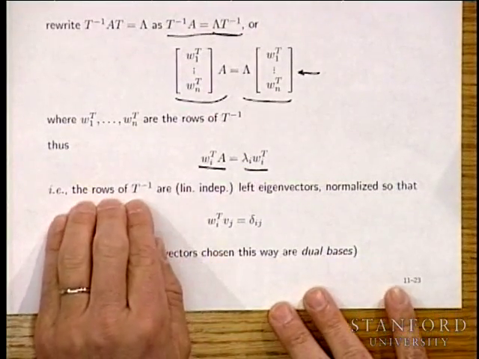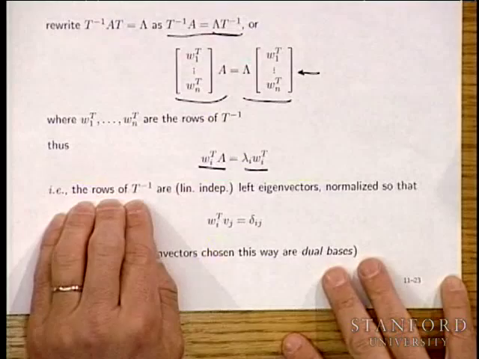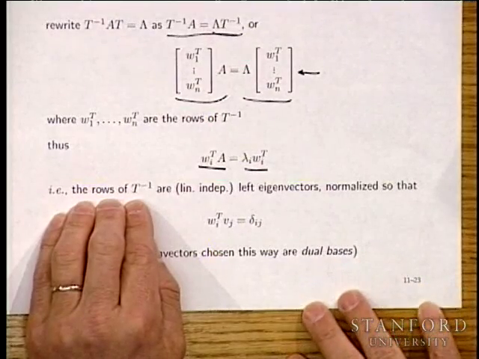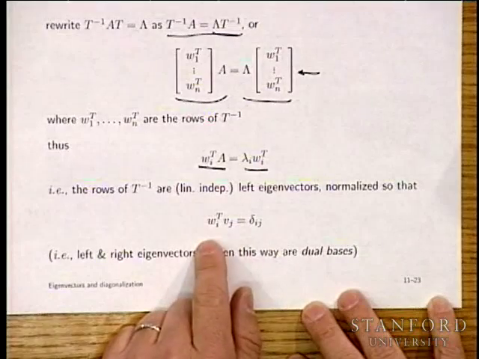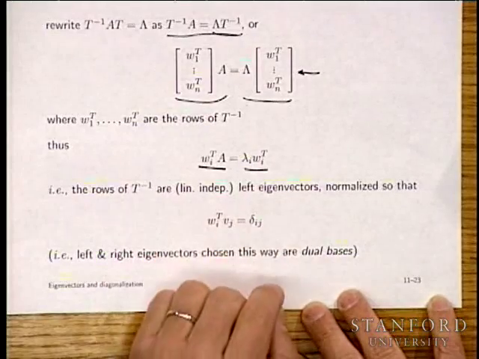Now, in this case, the rows are independent. Why? Because T inverse is invertible. Its inverse is T. So the rows are independent. And this means that you have an independent set of left eigenvectors. And they're chosen, in this case, their scaling is very important.